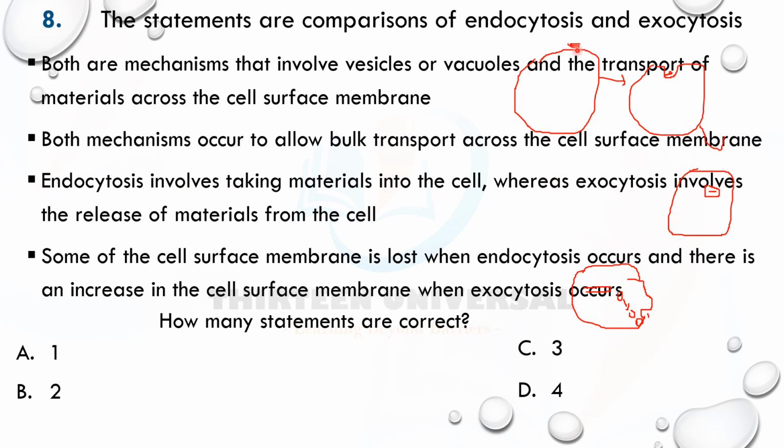Endocytosis involves taking material into the cell. Yes, so you're moving material into the cell, that's endocytosis. From endo, enter, outside to inside. Exo, exit, inside to outside. So whereas exocytosis involves the release of material. Yeah, this number 3 is correct.